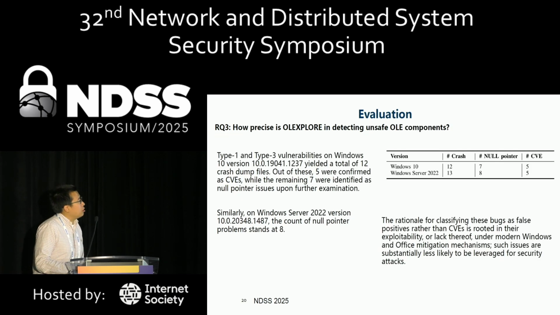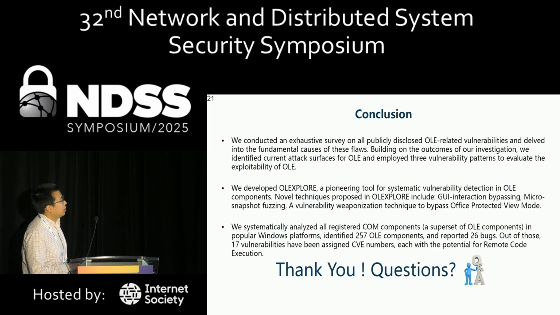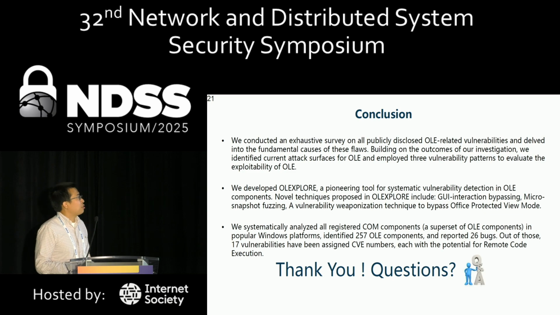In their research question 3, they identify type 1 and type 3 vulnerabilities, and in total they generated 12 crash dump files. 5 are confirmed as previous CVEs, while the remaining 7 are identified as null pointer issues that require further manual inspection. Similarly, on Windows Server 2022, the count of null pointer problems they found is 8. Okay, so that's all I want to talk about.